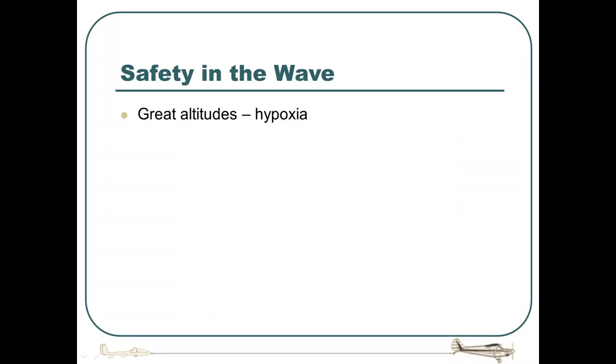Safety in flying in wave: you get to great, great altitudes. Hypoxia is a problem. I've been up to 26,500 feet. You keep an eye on your nails. You make sure the oxygen is running from 12,000 or even 8,000 upwards. If you grew up at sea level or fly at sea level, where we do, that oxygen gets going at 8,000. I was flying from living at 6,000 feet. I could probably get up to 15 quite happily without oxygen. After that, you put the oxygen on.